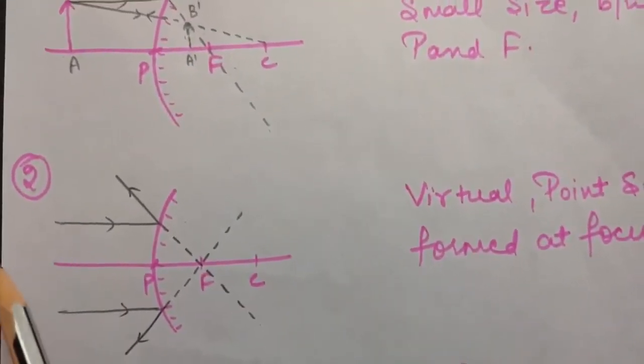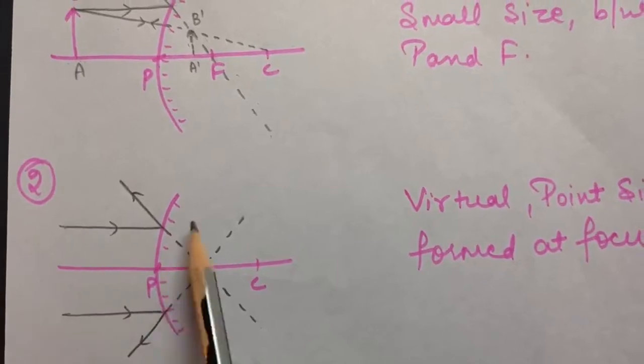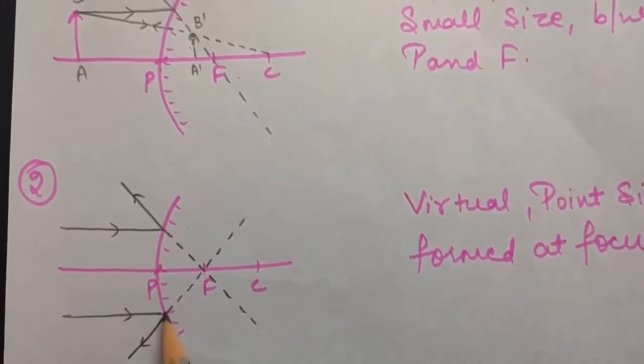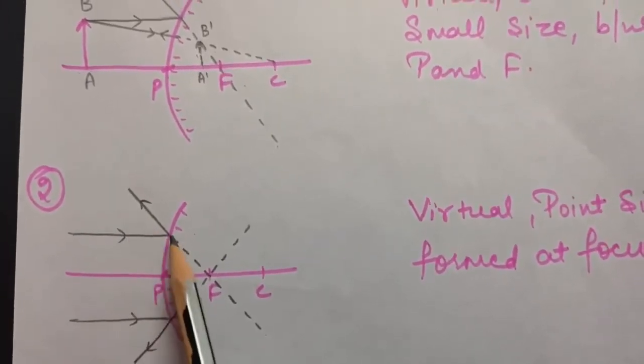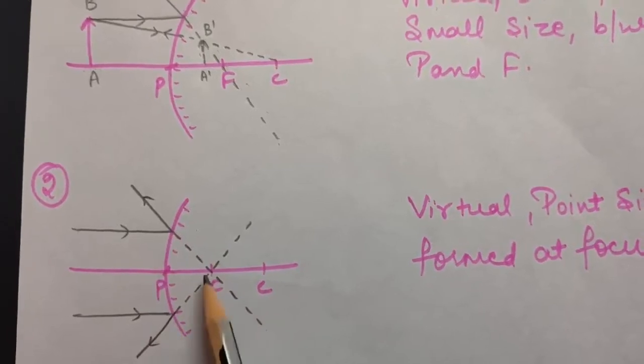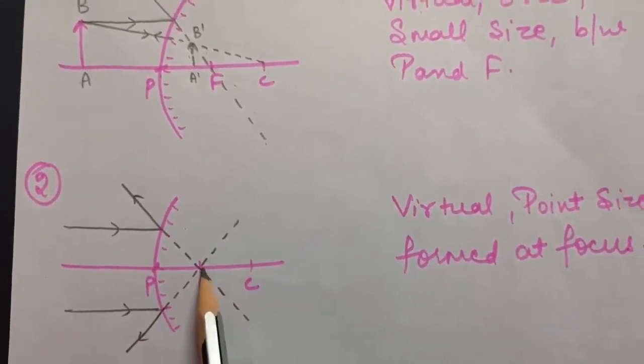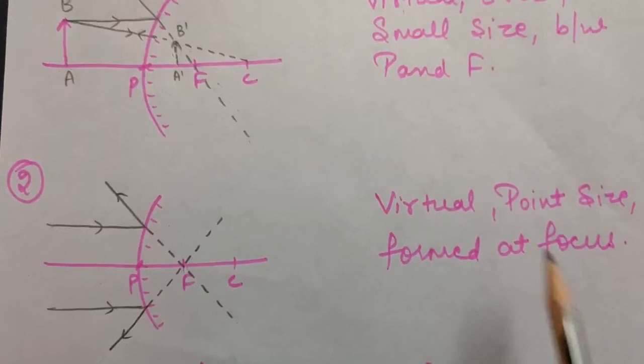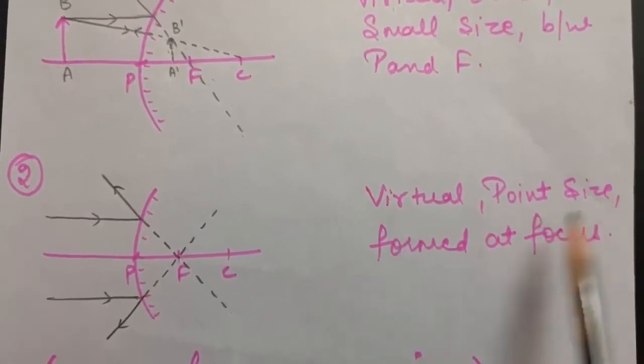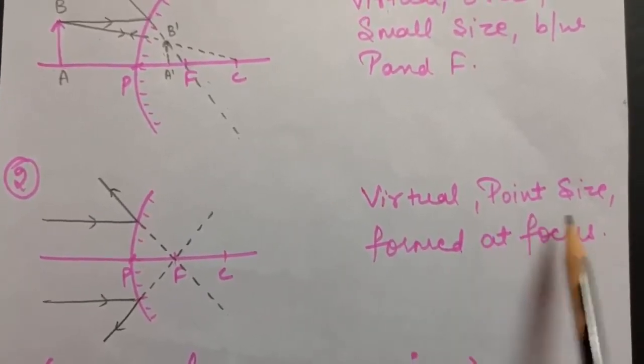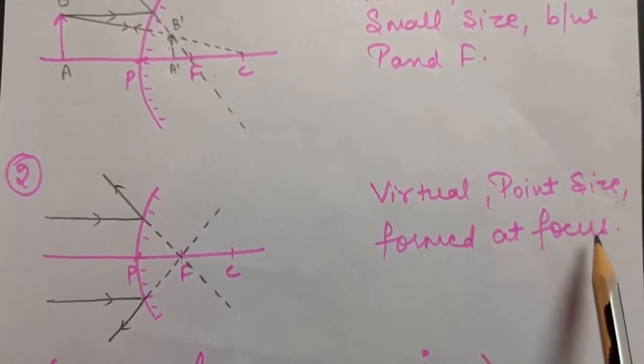Okay, now let us discuss one more case of a convex mirror. In this, the object is at infinity, therefore the rays will come parallel to principal axis. Both of them will go like this and they will appear to pass through focus. So therefore again a virtual image will be formed at focus. So the image will be virtual, point sized, and formed at focus.